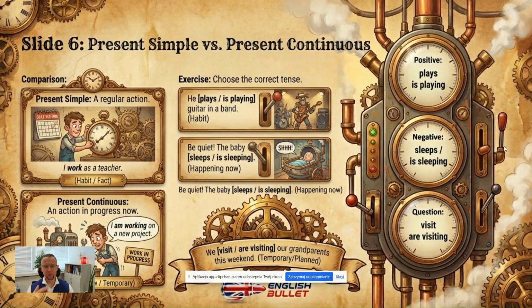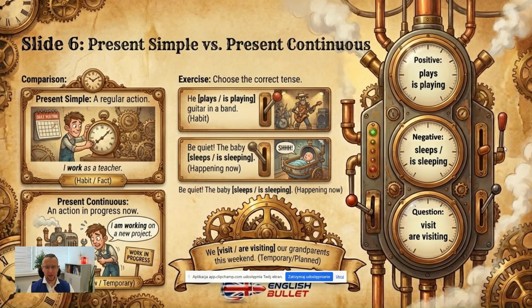Present simple, a regular action. I work as a teacher. It's a habit, it's a fact. And present continuous, an action in progress now. I'm working on a new project now. It doesn't mean that I'm working on it every day. Now, today, I'm working on it. These days, I'm working on it.